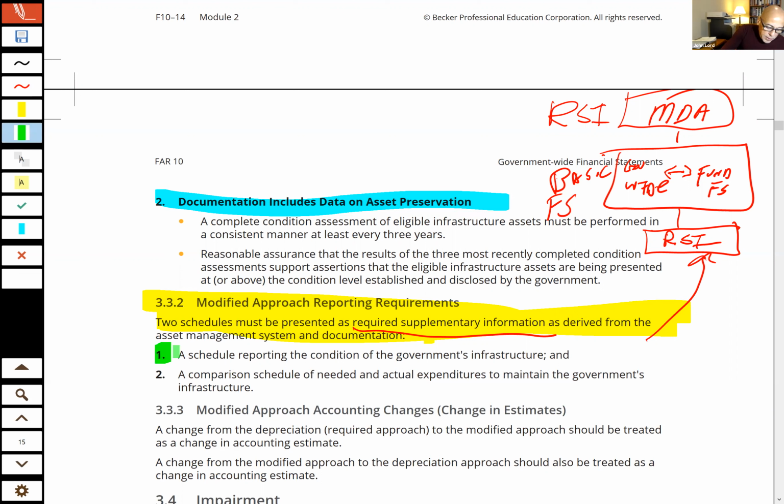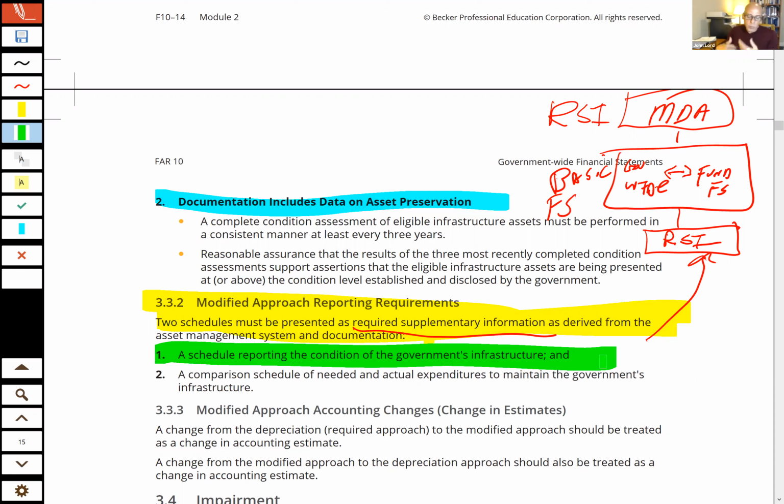And so what you need to provide under the modified approach is a schedule reporting the condition of the infrastructure assets. And it'll say things like 10,000 miles of road in good condition, 20,000 miles of road in fair condition, 50,000 miles of road in poor condition. So even though a government may not be reporting the depreciation of their infrastructure assets, you'd have to dig through to this RSI that comes after the basic financial statements, but you would be able to see to what extent they have infrastructure assets that are maybe in poor condition.